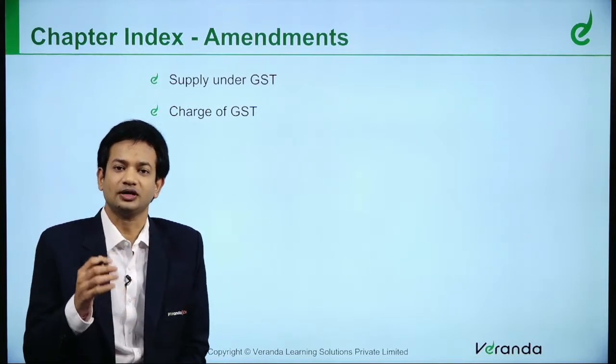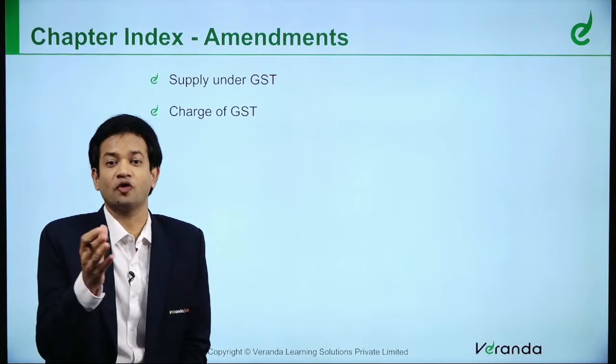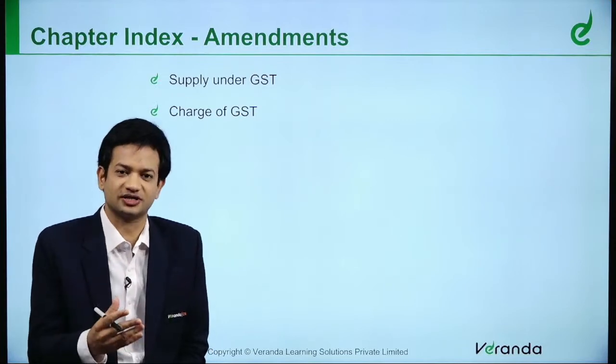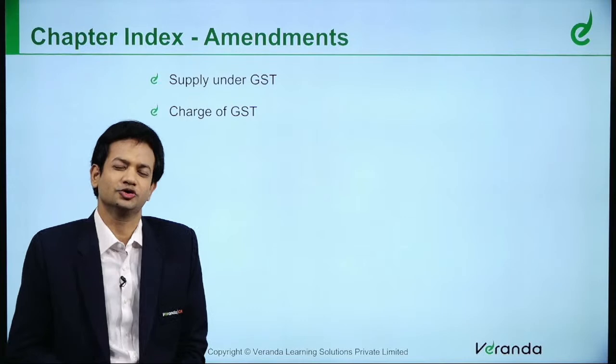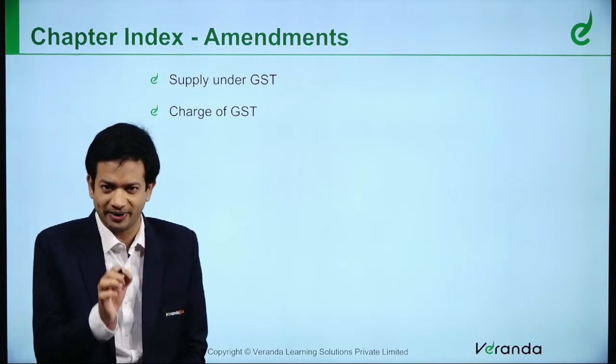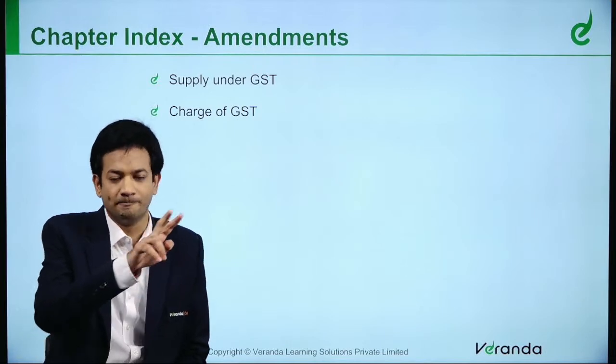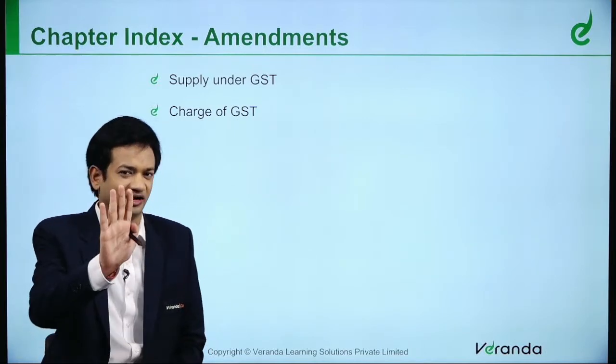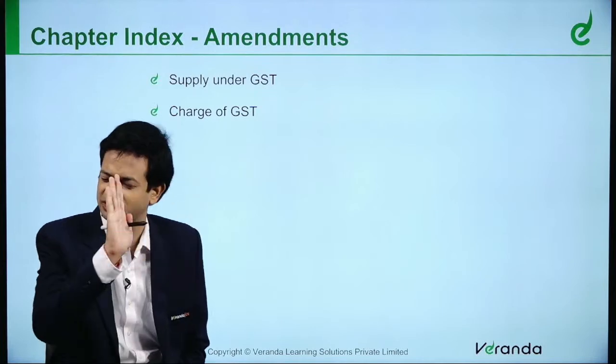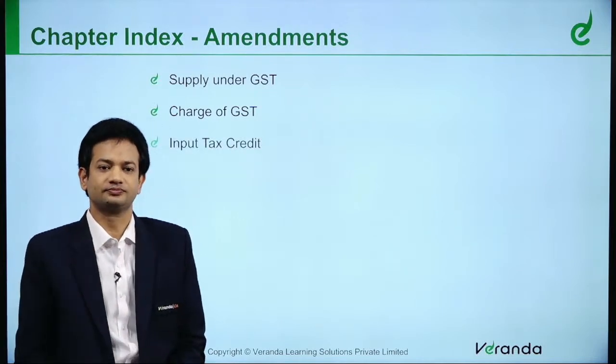Now, 10(2A) is about the 50 lakhs limit, majorly for services where we pay 6% tax. So in that, they have made a small amendment to harmonize both Section 10(1) and 10(2A), that we will discuss in detail when we come to charge of tax. That's the only amendment in this chapter.